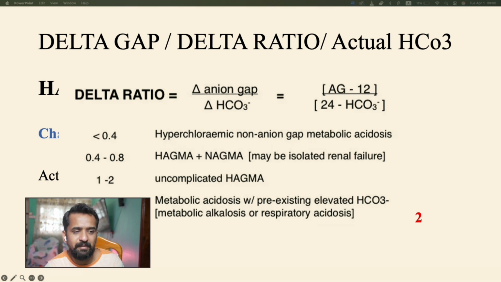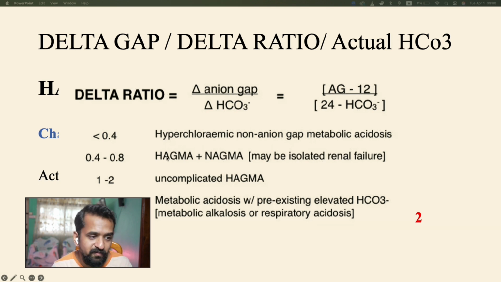Now, this is just for information, as for the delta ratio as well. If you look at it, it's the same. You take the anion gap minus 12. 12 is the ideal one, but you need to correct it for albumin and pH. Divided by 24, which is the average bicarb, minus the bicarb which you got, and you get a ratio.